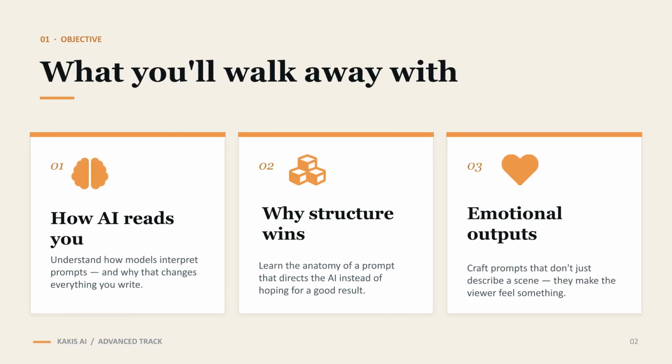There are three learning objectives in this advanced session. First, how AI reads you. This means understanding how models respond to the words, patterns, and details in your prompt. Second, why structure wins. If your prompt is messy, the output becomes unpredictable. If your prompt is structured, the AI has clearer guidance. Third, emotional output. You do not just want images that look good, we want visuals that make people feel something. That's important because storytelling is not only about information, it's about emotion. By combining AI understanding, prompt structure, and emotional intent, you can move from random generation to intentional creation.